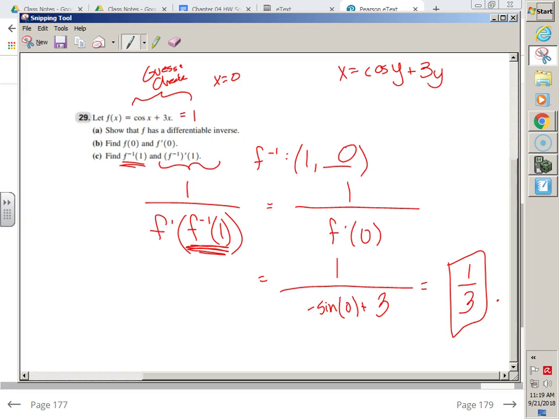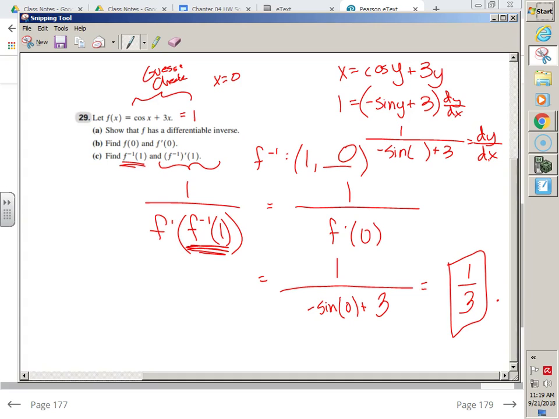Okay. So then if you took the derivative, wouldn't you have gotten 1 equals negative sine of y plus 3 dy dx? Which leads you to, here's the problem. It needs the y of the inverse. I only have the x, so you have to go find the y to plug in.